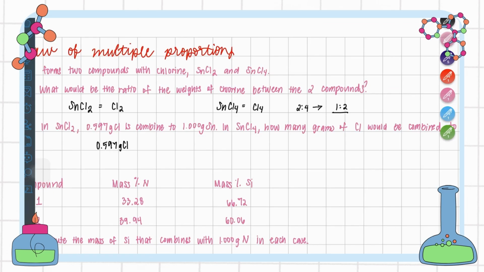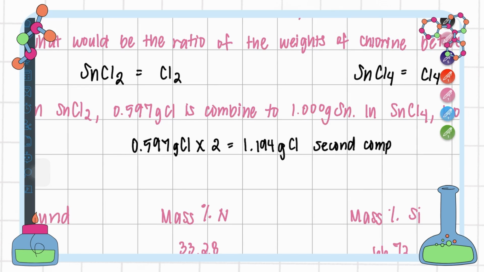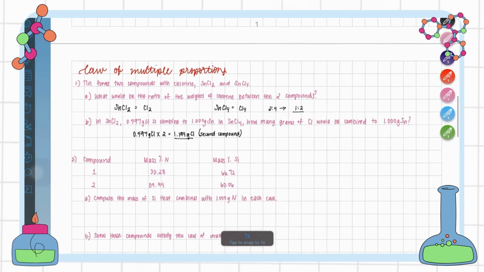For 1:2 yung ratio ng chlorine, so we can simply multiply yung 0.597 by 2, so 0.597 times 2 is 1.194 grams of chlorine dun sa second compound. So this will be our final answer.